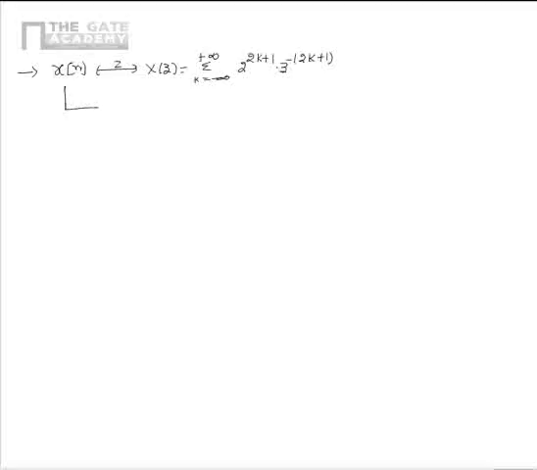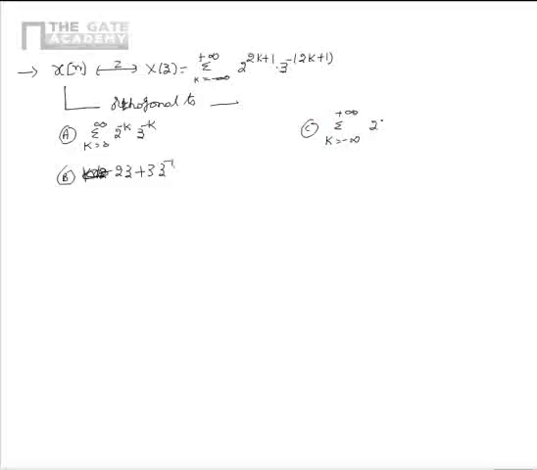So here we need to find the signal to which the x of n is orthogonal to out of the options given. Option A corresponds to sigma k equal to 0 to infinity 2 power minus k multiplied by z power minus k. In case of option B, the system function, the z transform, is 2z plus 3z inverse. In case of C, the z transform is sigma k equal to minus infinity to plus infinity 2 power 2 minus k z power minus k.